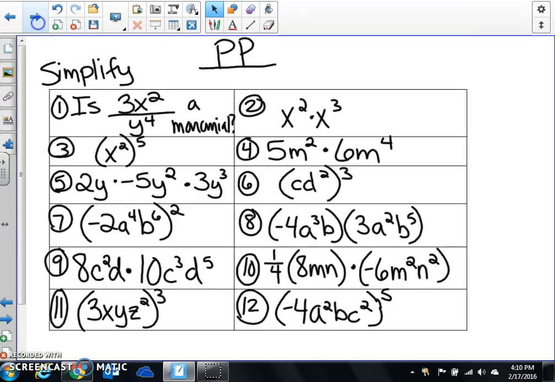All righty. Here are your practice problems. I know there are a lot of them, but they go by pretty quickly. You just have to simplify it all the way. The first one, though, is just yes or no. Is 3x squared over y to the 4th, is that a monomial? Otherwise, you're simplifying all of these.